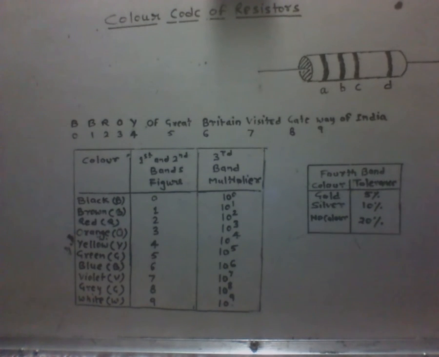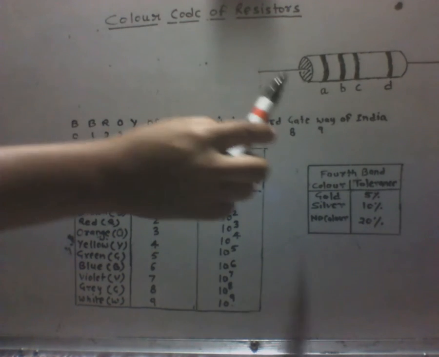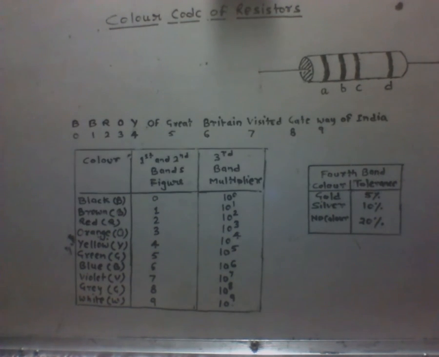Good morning students. Today we are going to discuss the color code of resistors. A color code is used to print the value of the resistance. Here I have made a carbon resistor. A carbon resistor has 4 different colored rings or bands on its surface.